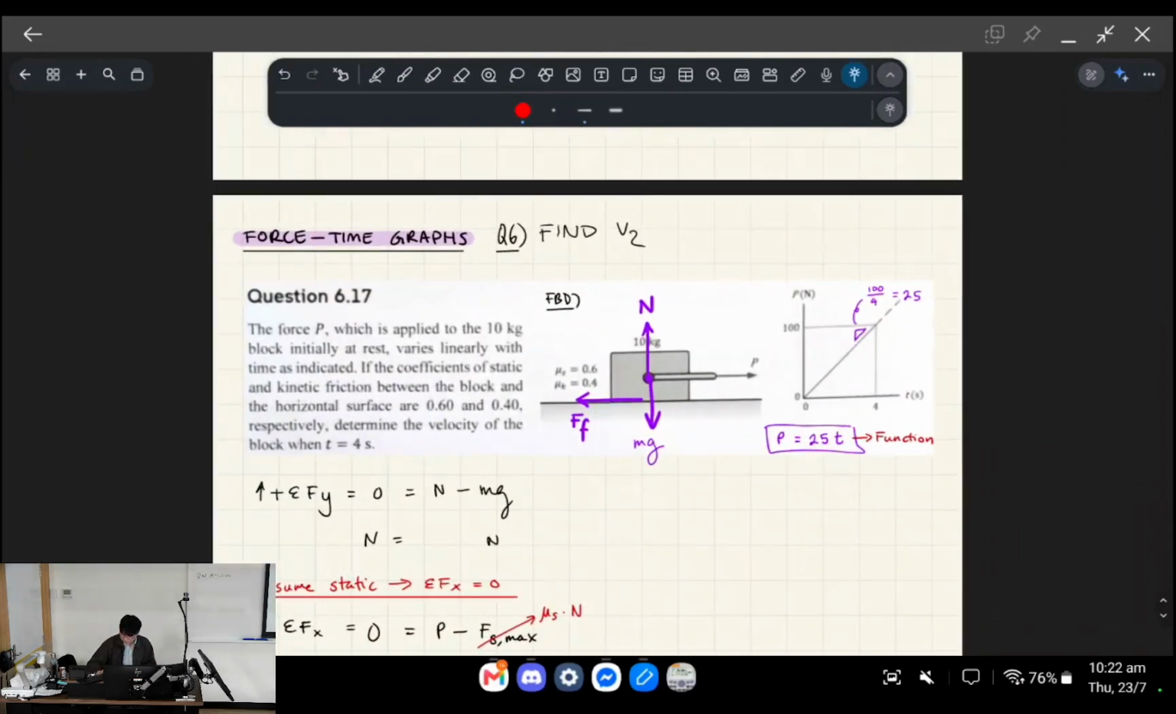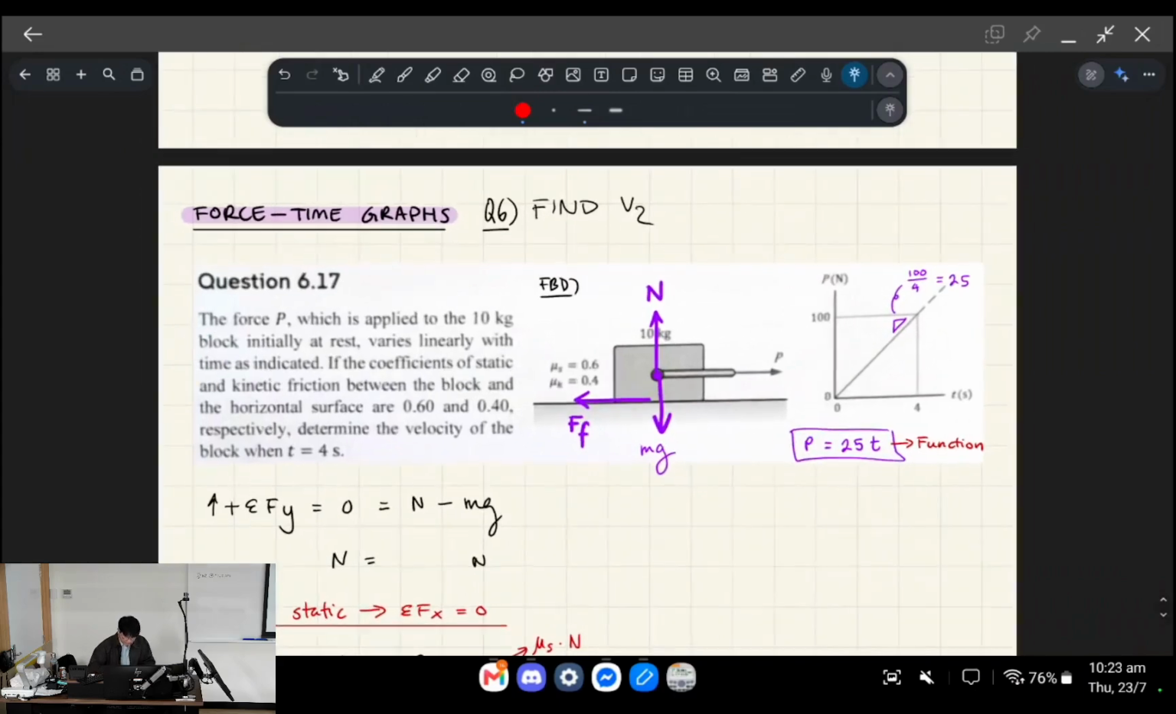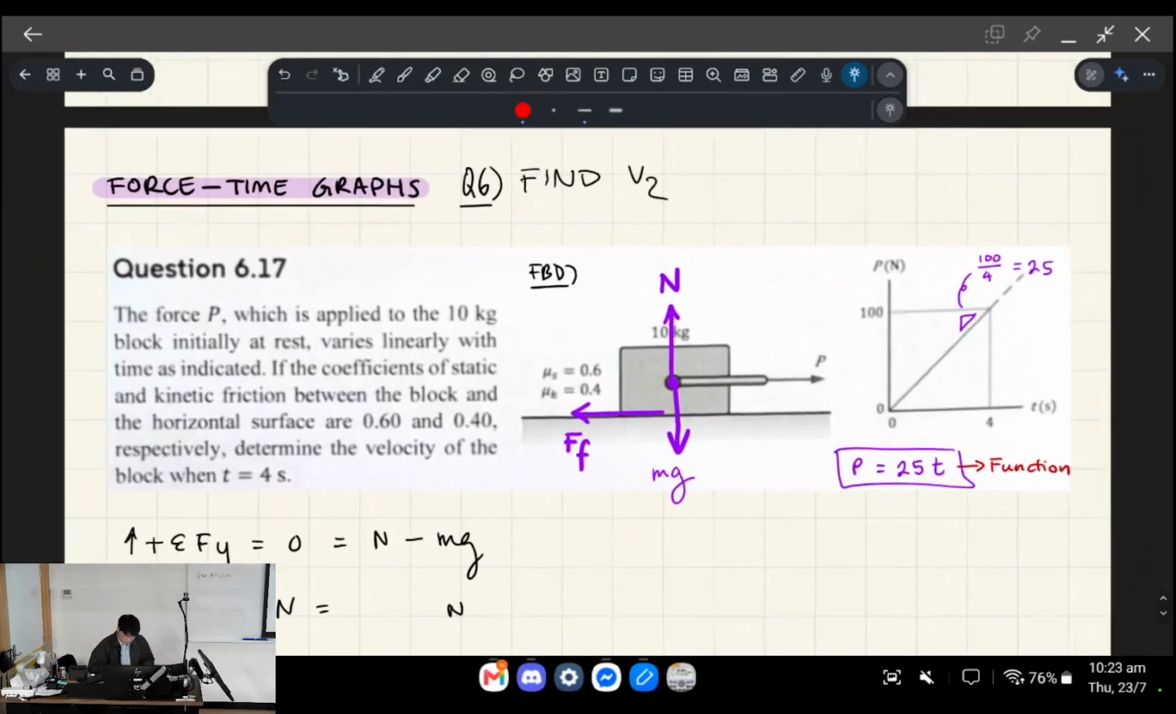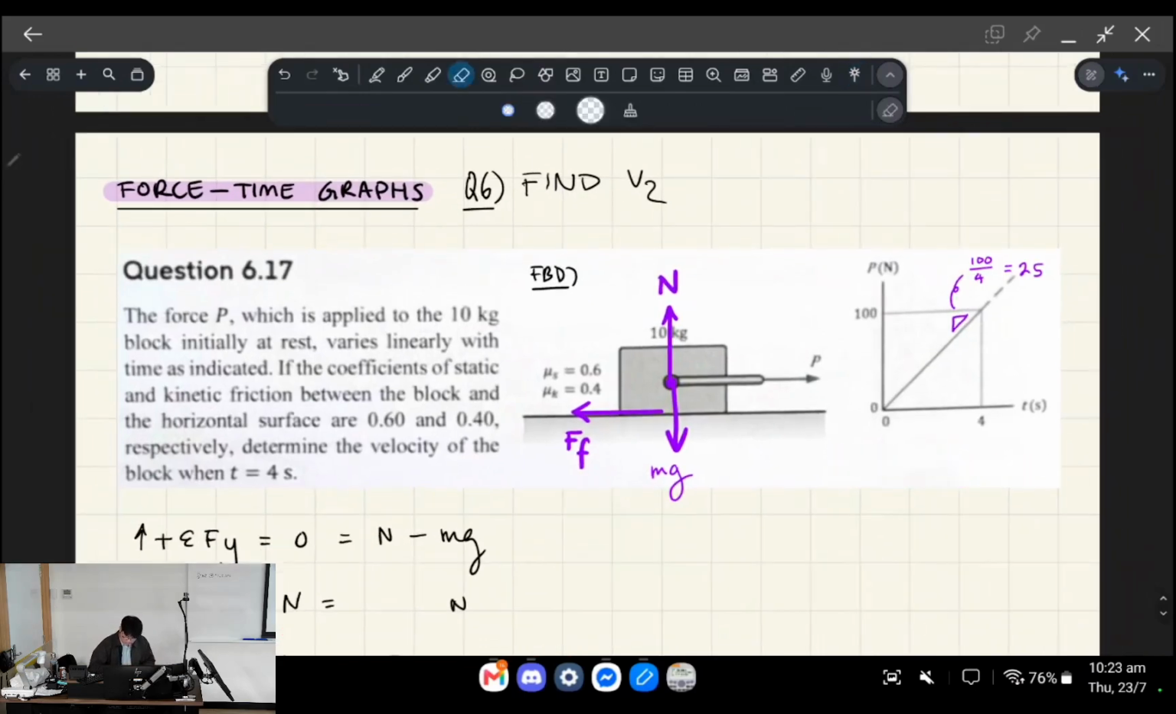Okay, last question. So we're going to talk about force time graphs now in the context of this block, which has a linearly increasing amount of force that it's going to be pulled with, okay? And there's friction involved as well, okay? So there's a few things going on in this question, but I'll try to break it down.